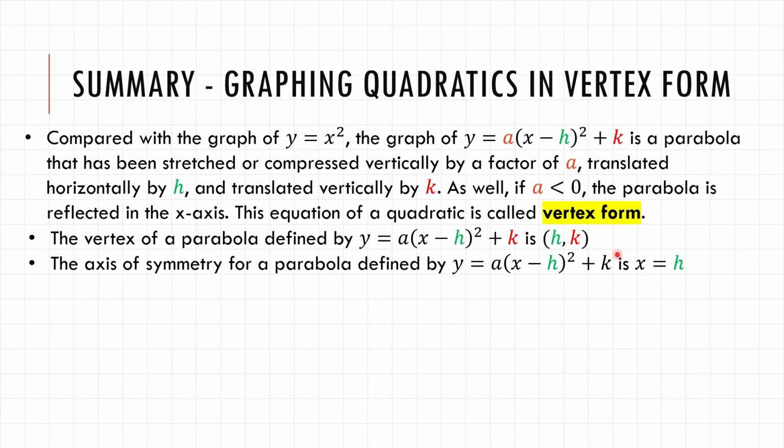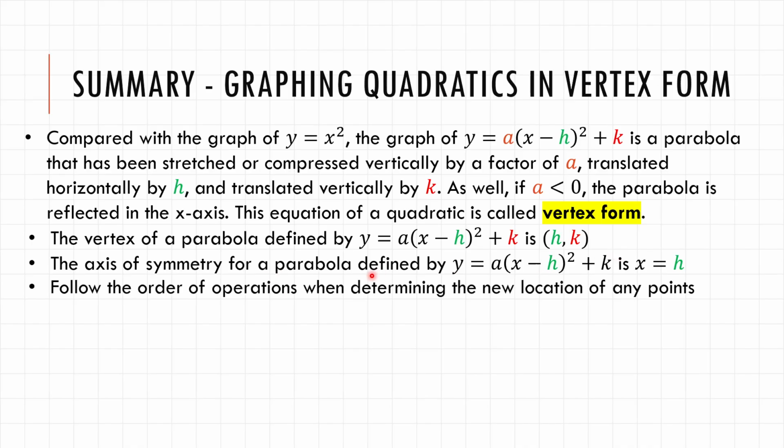And when you're transforming a parabola to sketch a new one, you can follow the order of operations, of course, right? If you have any point, you can take the x value and add h, and you can take the y value and multiply it by a, and then add k. And that will give you the new location of any point on the original quadratic. And you can use that to sketch the graph of a quadratic, although there might be an easier way.